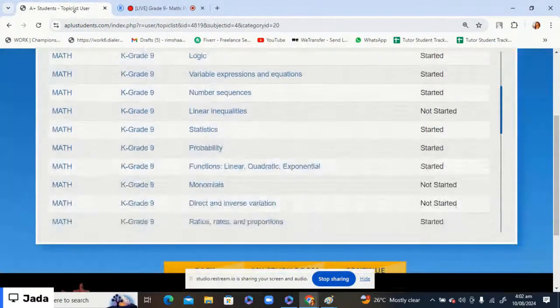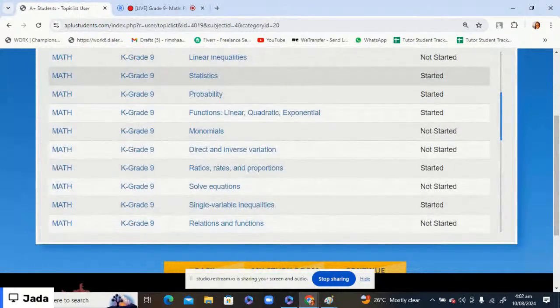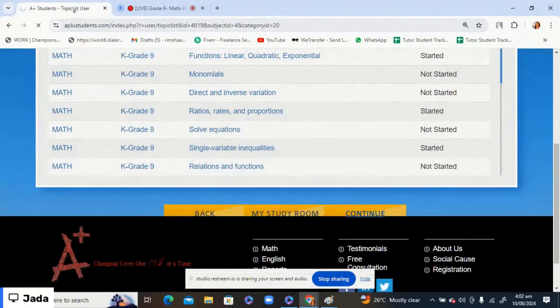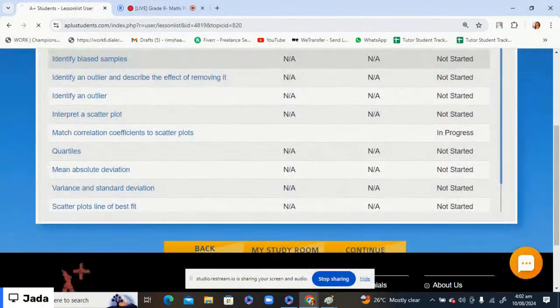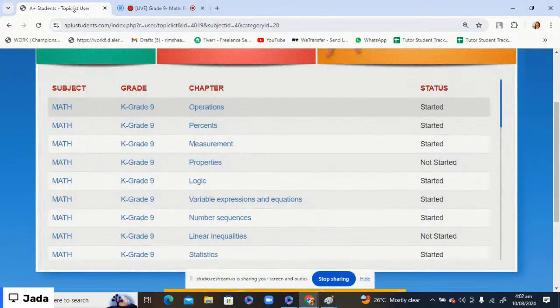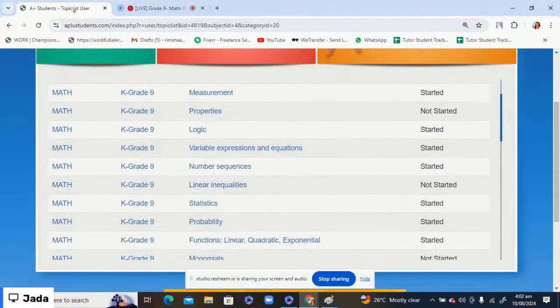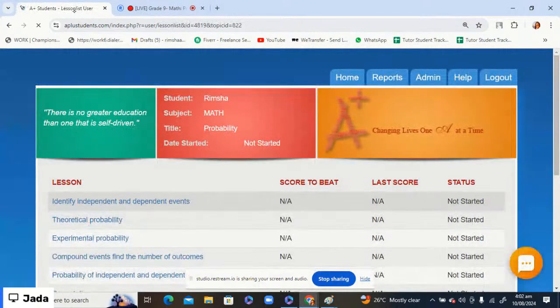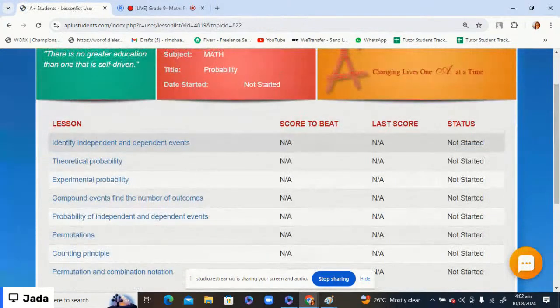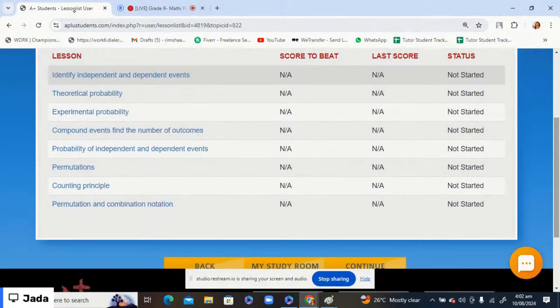So we are on statistics. Sorry, not statistics, it's probability. I just forgot, it's probability, okay? And today we start the very first chapter, which is identify the independent and dependent events.